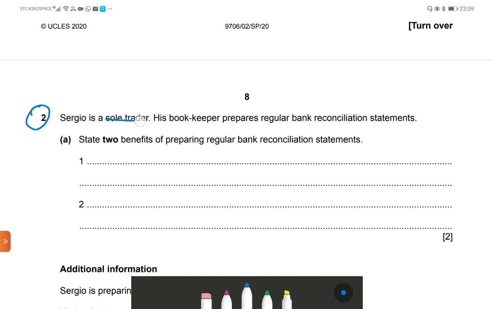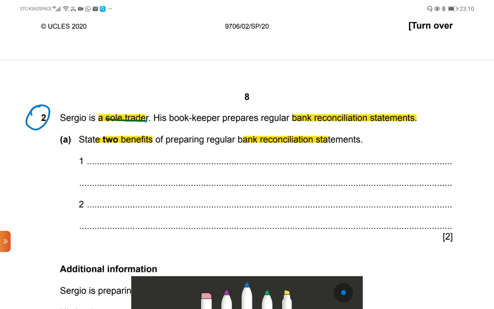Sergio is a sole trader. His bookkeeper prepares regular bank reconciliation statements. State 2 benefits of preparing regular bank reconciliation statements. So the first one, what will it help? It will help to find the cash book errors.